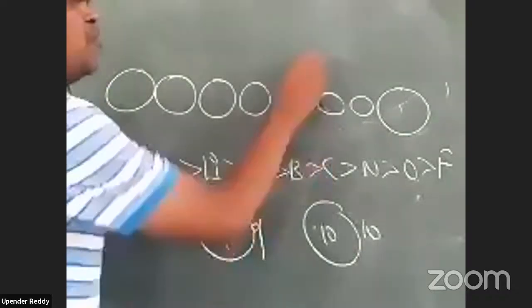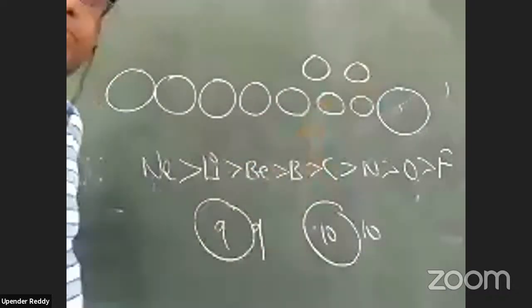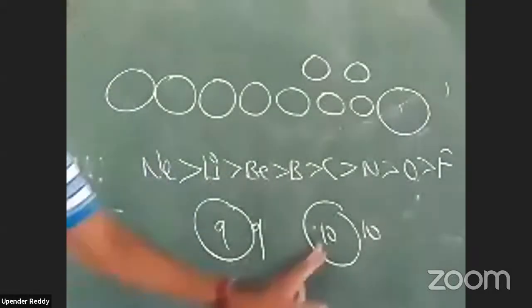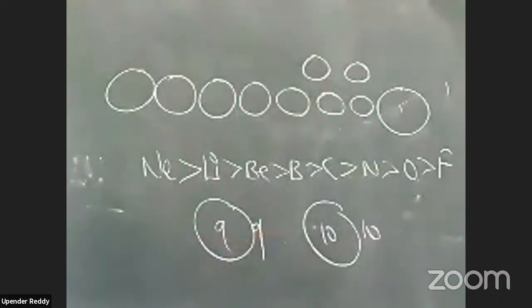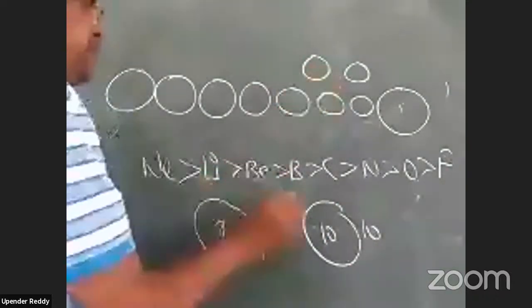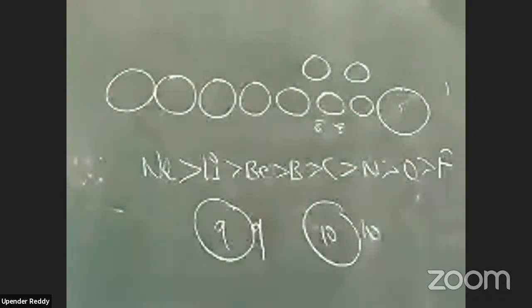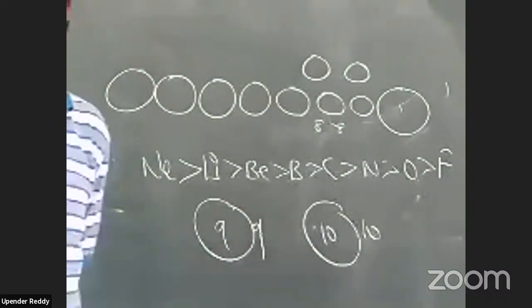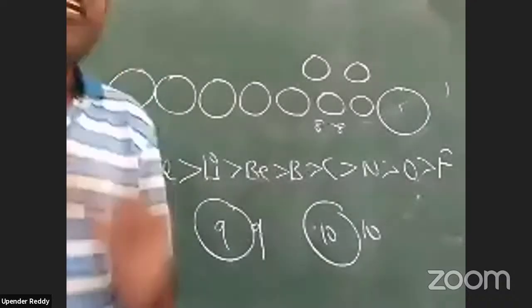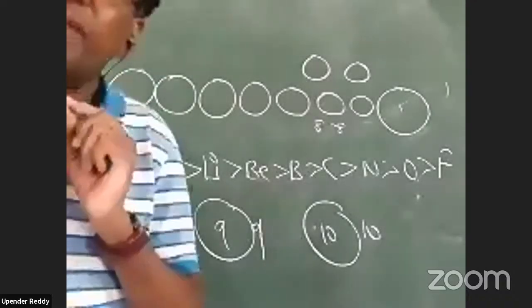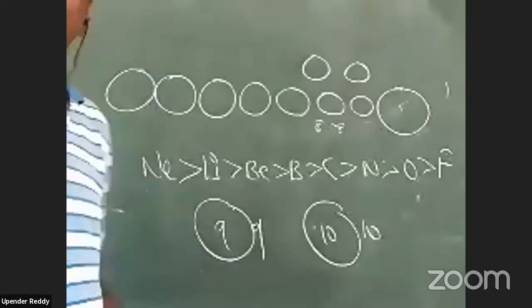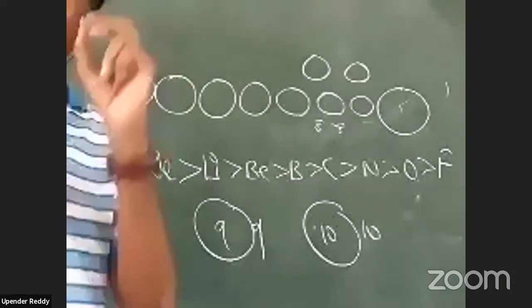Why does oxygen have more size than fluorine? 10, 10, 9, 9. Here 8, 8. Why is oxygen not less in size than fluorine? Electronegativity depends only on the number of protons. If the number of protons is more, electronegativity is more.